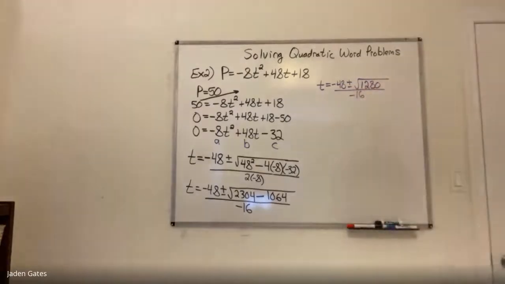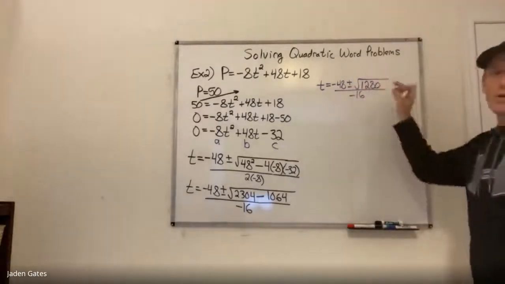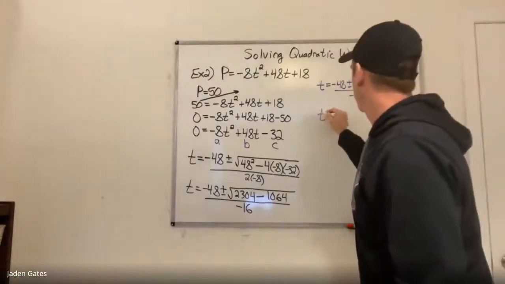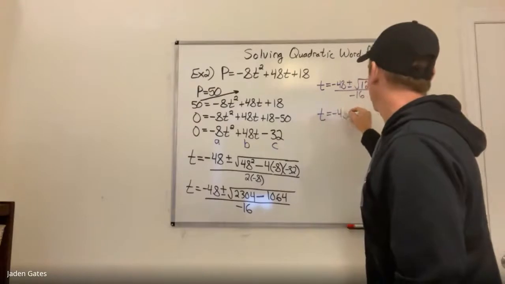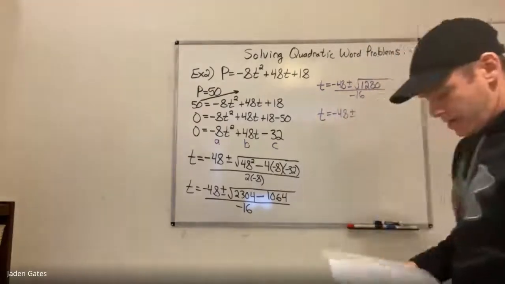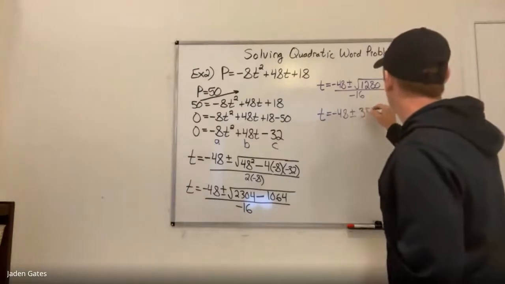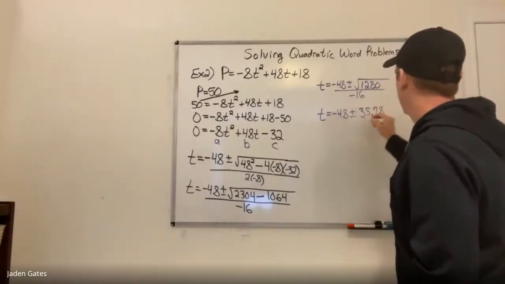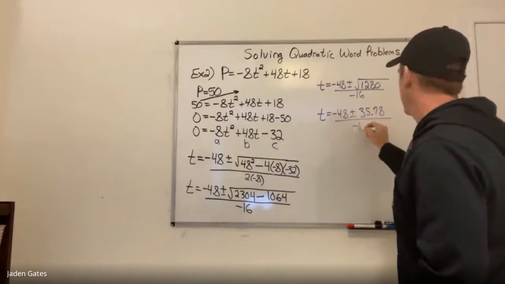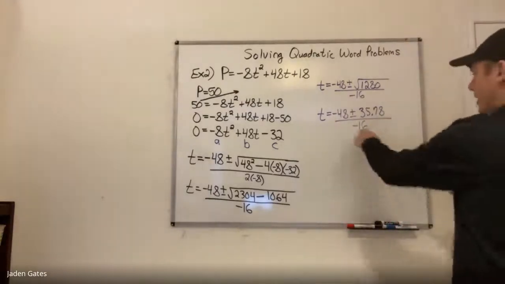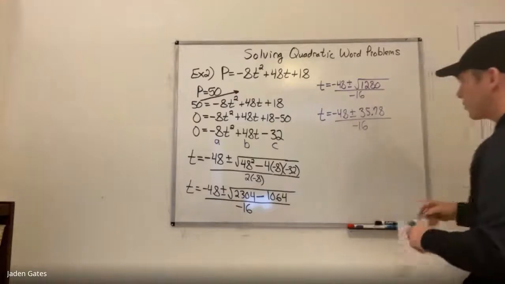All right. So once again, keep simplifying. It's getting smaller. That's a good thing. Take the square root of 1,280 here. So you get minus 48 plus or minus, what number do we have now? 35.78, divided by negative 16. All right, so again, the last step is divide by negative 16. So I'm going to get my two answers here.